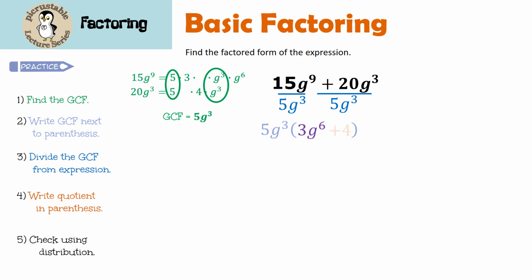20 divided by 5 is 4. g to the 3rd divided by g to the 3rd, well, they cancel. And that's it. You did it. But let's check. We're going to use the distributive property.